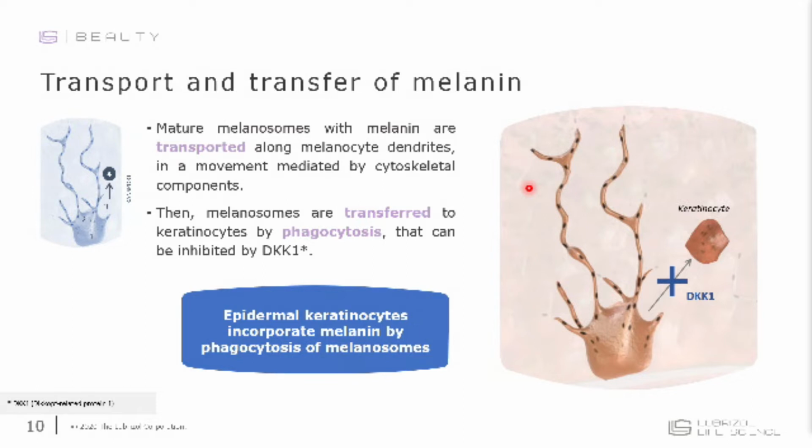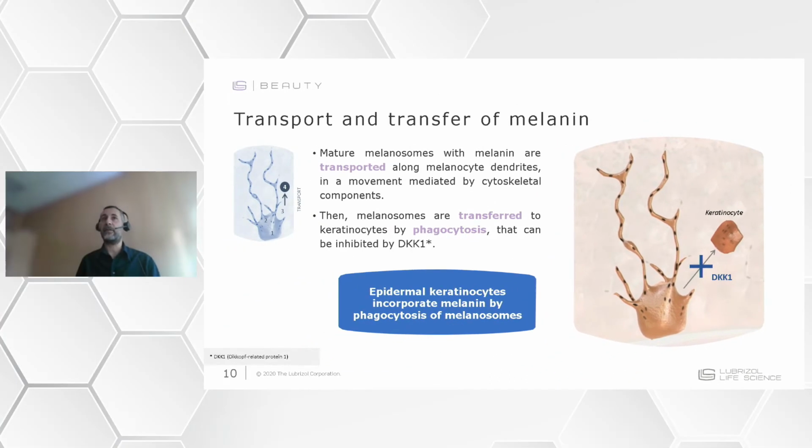This phagocytosis process can be controlled by a protein called DKK1. We know that DKK1 is involved in the transfer and it inhibits the phagocytosis of the melanin-containing vesicles by the keratinocytes. So if we want to reduce this transfer, we can increase the concentration of the DKK1 because it will inhibit the phagocytosis of the melanin, decreasing the amount of melanin that will be transferred to the keratinocytes.